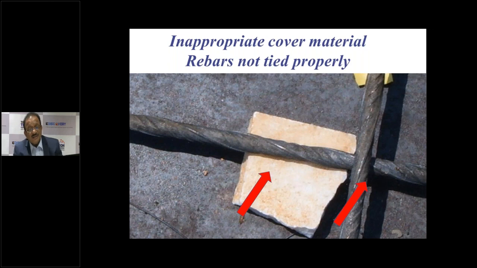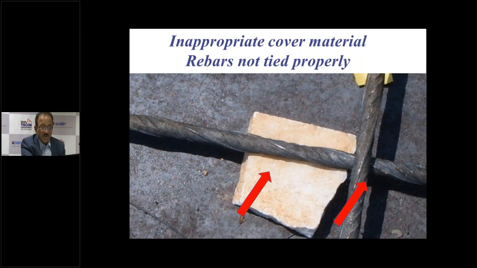If you go to interiors in small towns, it is very common that they will put some chip of the stone as a cover block, which has no stability. When people move on the steel bars while concrete is being placed, this will just get displaced, and the steel will directly come in contact with the steel shuttering plate which is down there. So this concrete will be with zero cover practically the moment this gets displaced.